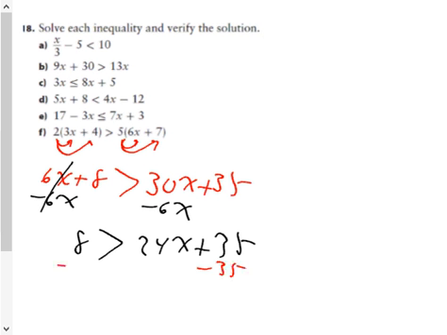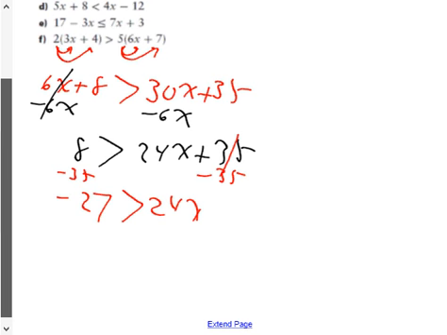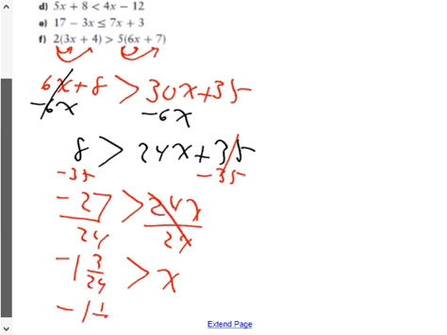Subtract 35 from both sides. 24x is less than negative, what is that, 25, 26, 27? That's weird. Divide both sides by 24. Any value that is less than negative 1 and 3/24, or in lowest terms, negative 1 and 1/8.